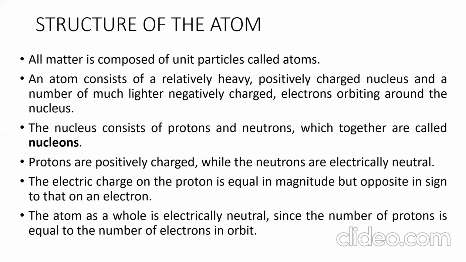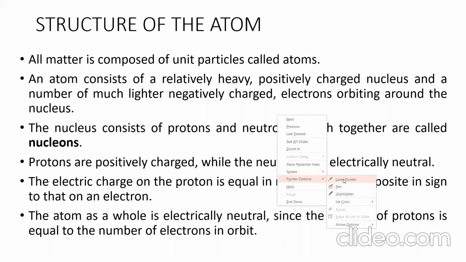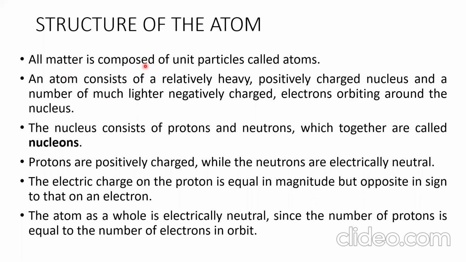As all of you know, sorry, I will first select the pointer. All of you know that all matter is composed of unit particles called atoms. Everything around us, including us, is made of atoms. And an atom consists of a relatively heavy positively charged nucleus, at the center of the atom, which constitutes protons and neutrons, and a number of much lighter negatively charged electrons orbiting around the nucleus.